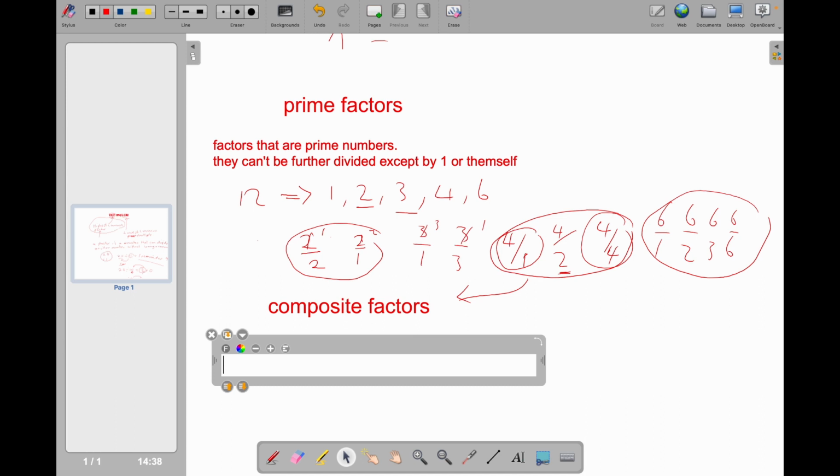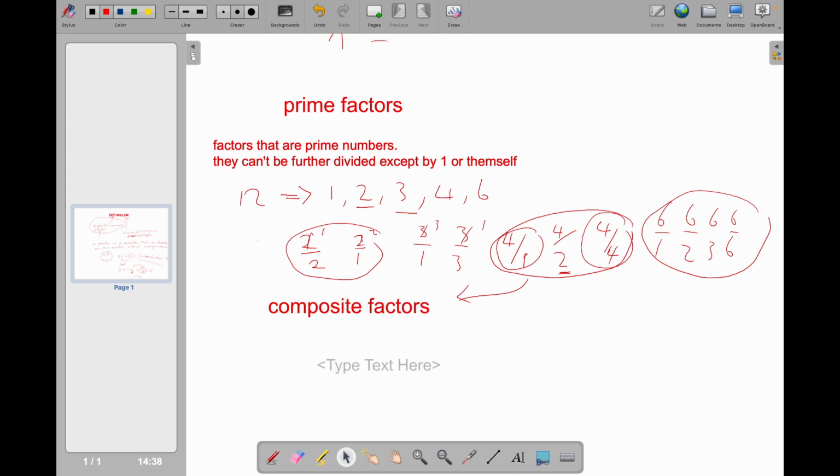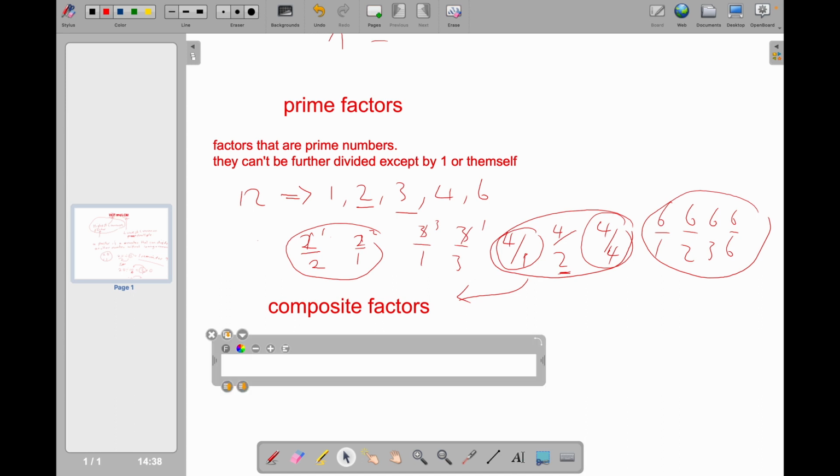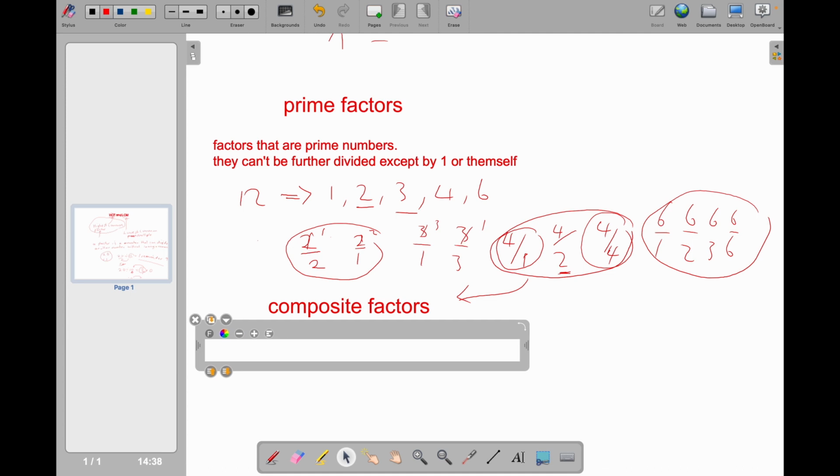When we talk about composite factors, these are numbers that are not prime factors. Okay, let's see right here. These are factors that are not prime.